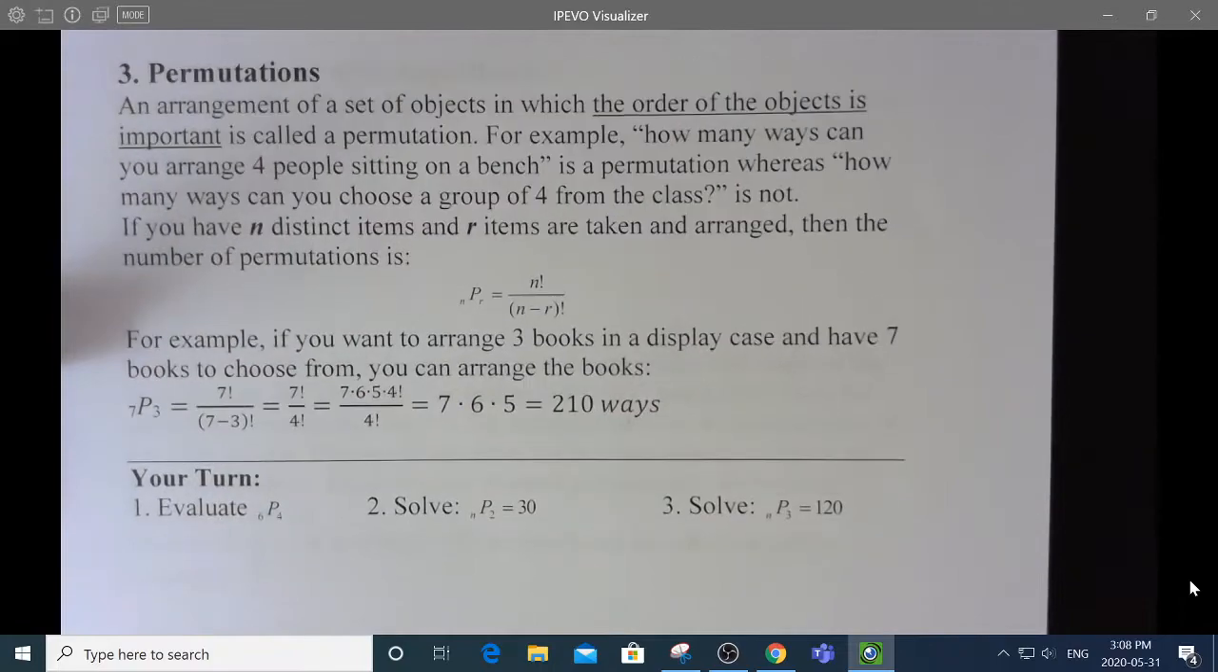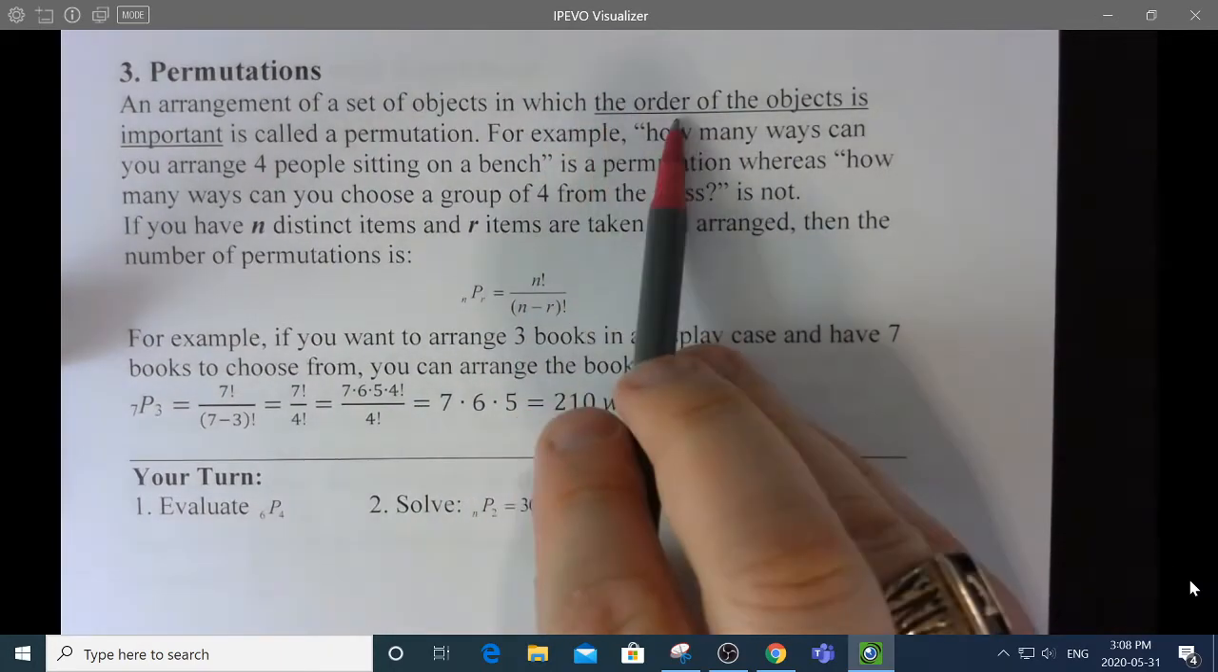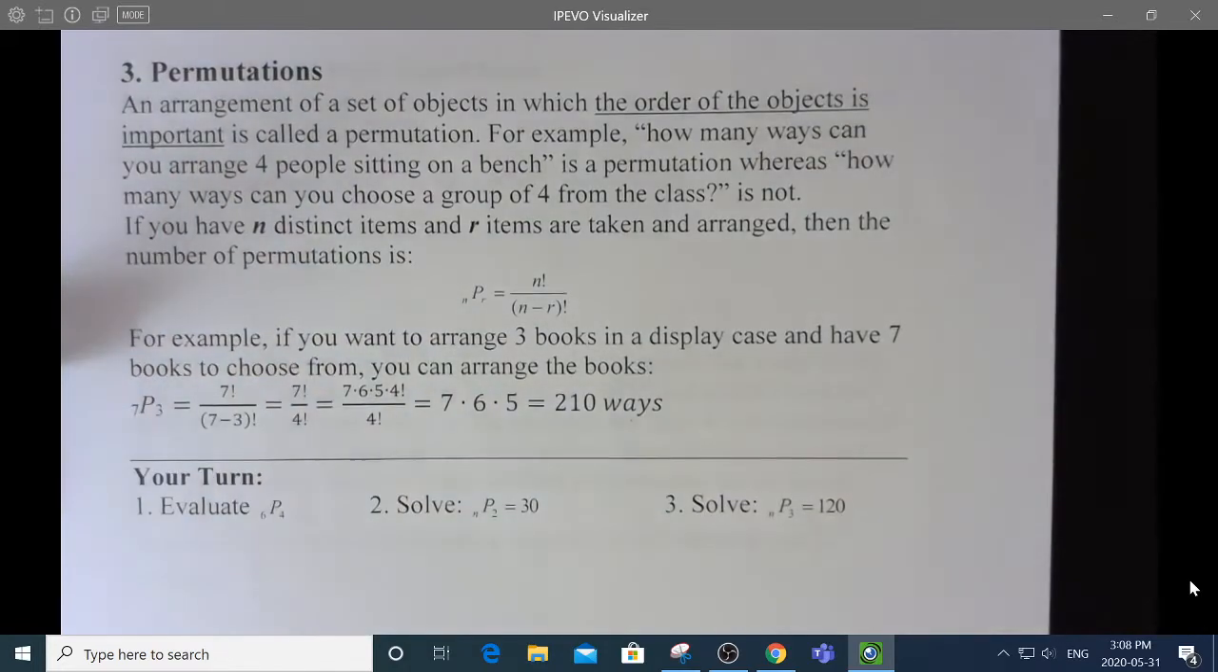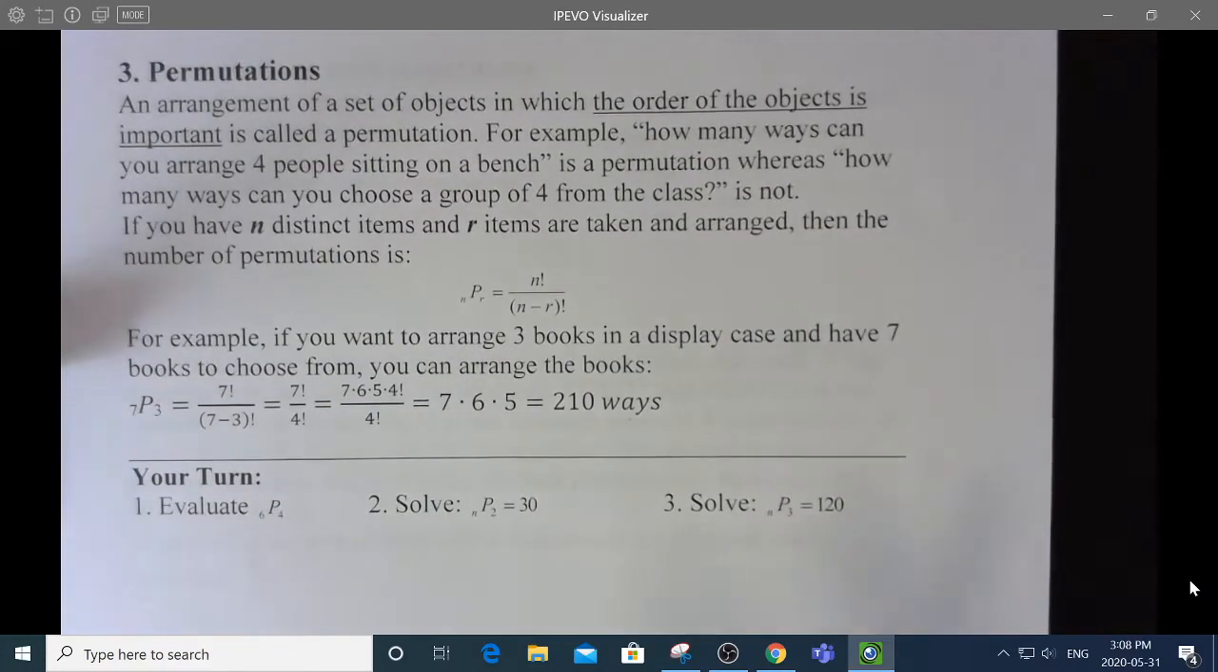And now we're getting to something we call permutations. A permutation is an arrangement of objects where the order of the objects is important. Okay? So an arrangement is a set of objects in which the order of the objects is important. It's called a permutation. For example, how many ways can you arrange 4 people sitting on a bench? That's a permutation, and the answer is 24.